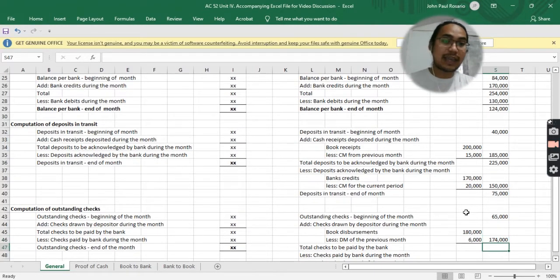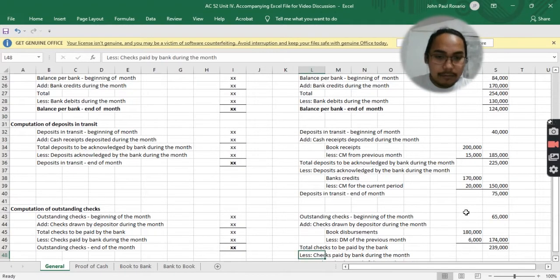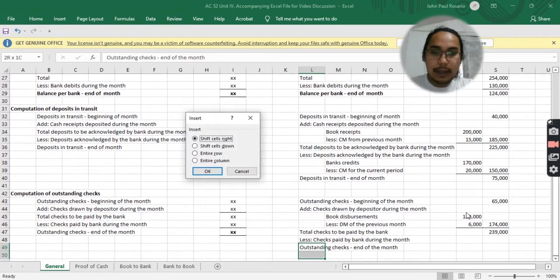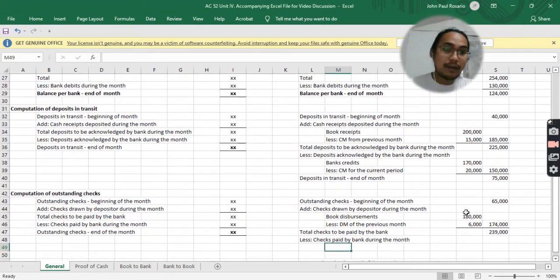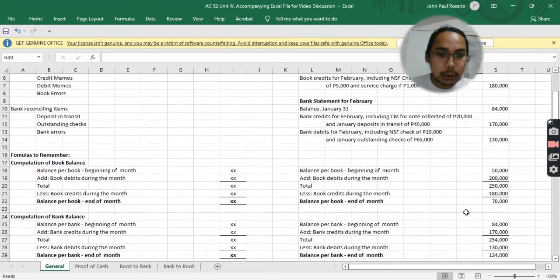And then total checks for encashment is 65,000 beginning plus the current month's checks written. We have 239,000 of checks for encashment. And then for your checks that were paid by the bank, we start with the bank debits. So how much is your total bank debits? Total bank debit.